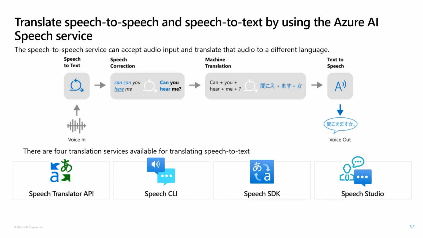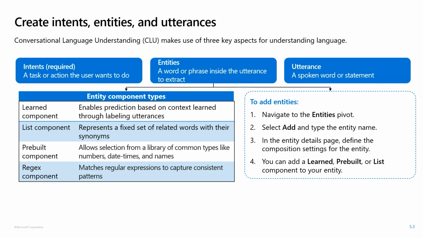coding required. Make sure you understand how intents, entities, and utterances work together in conversational language understanding. It's important to get familiar with the different types of entity components, like learned, list, pre-built, and regex, and how each one helps extract useful information from user inputs. You also want to know how to add entities to your system, including naming them and setting up their composition.